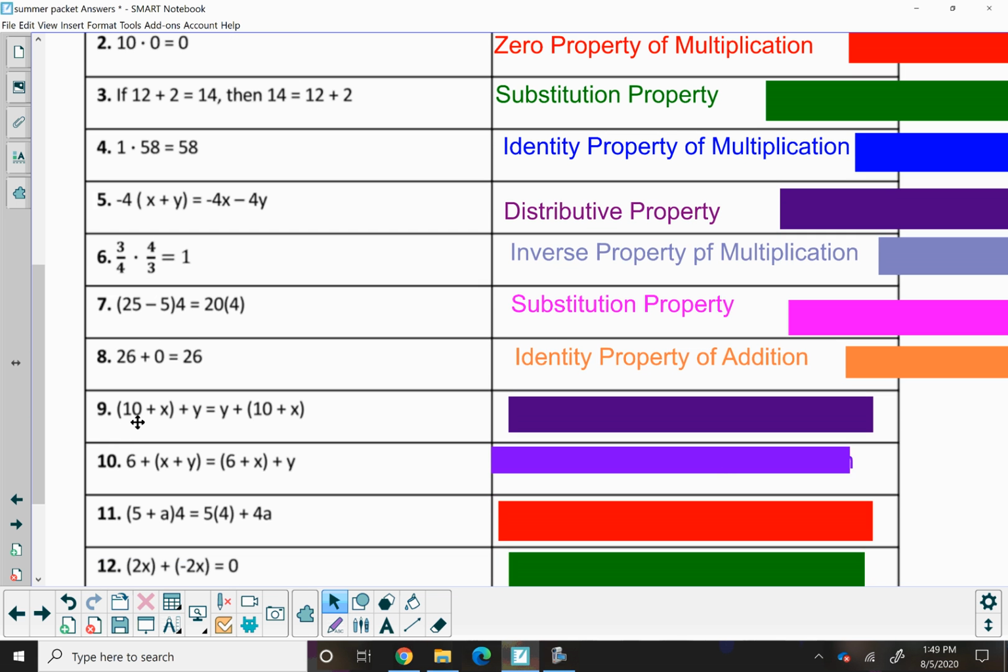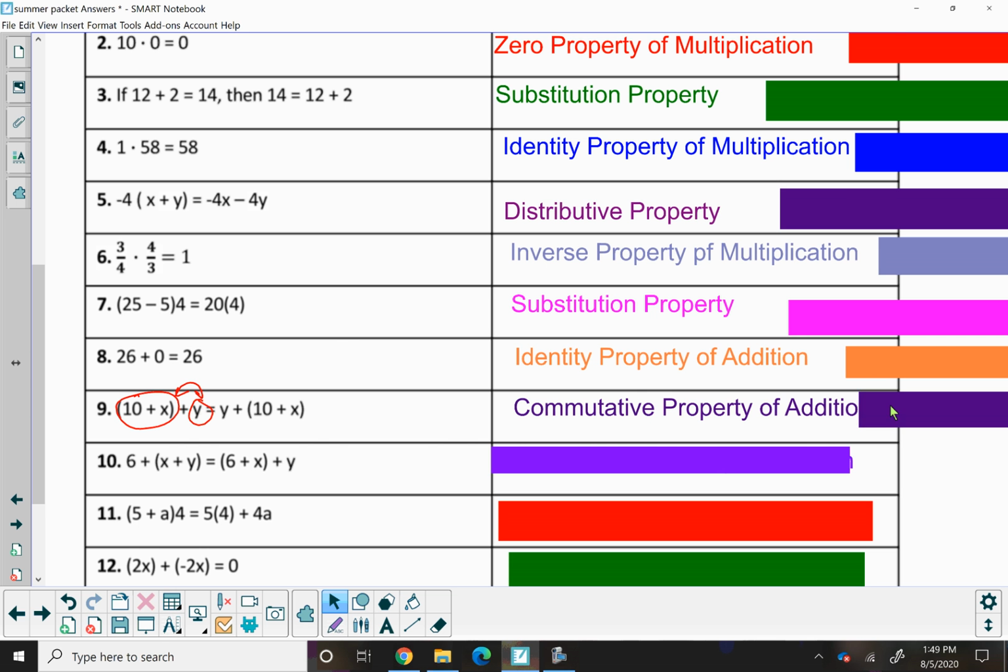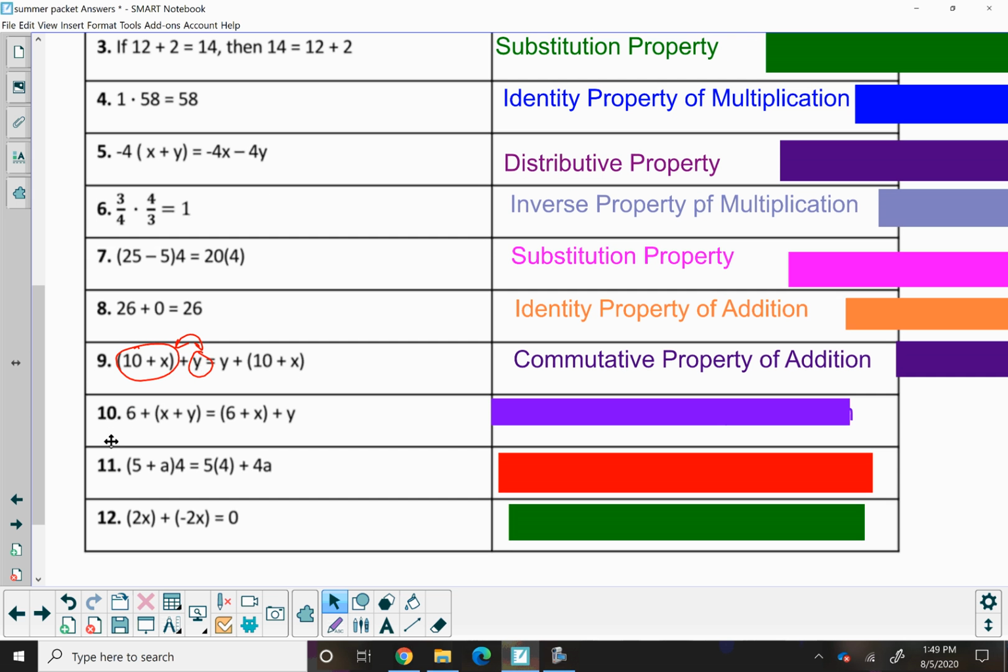Now this one you gotta be careful. I have 10 plus x plus y equals y plus 10 plus x. They're not in the same order, so it cannot be associative. Well, what happened? They took this quantity and switched their order. So that's going to be the commutative property of addition. The next one, I have 6 plus x plus y, 6 plus x plus y. They are in the same order and it regroups, so that's the associative property of addition.